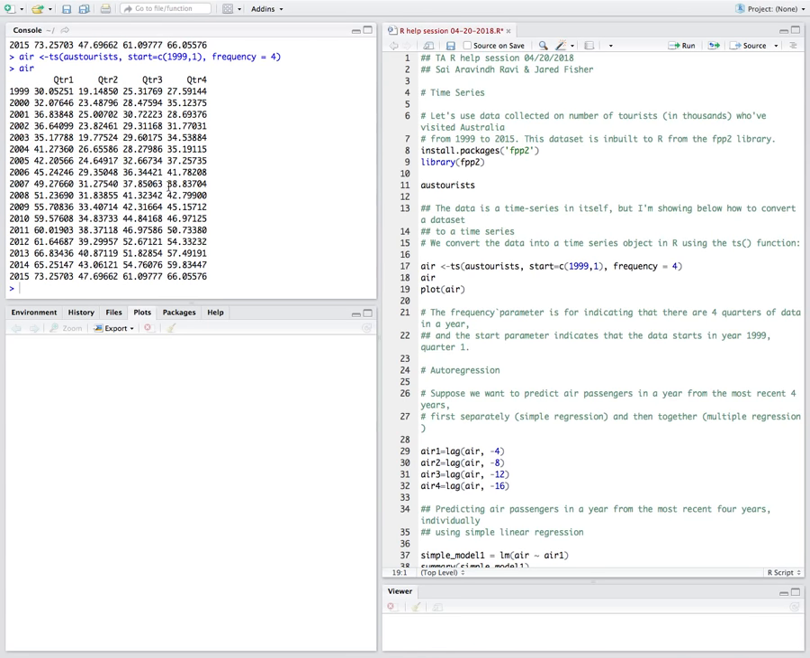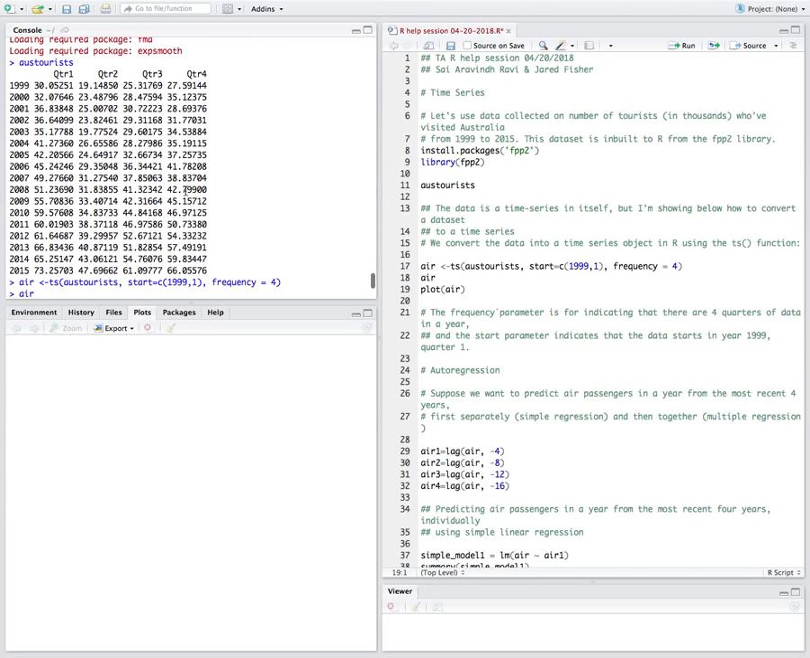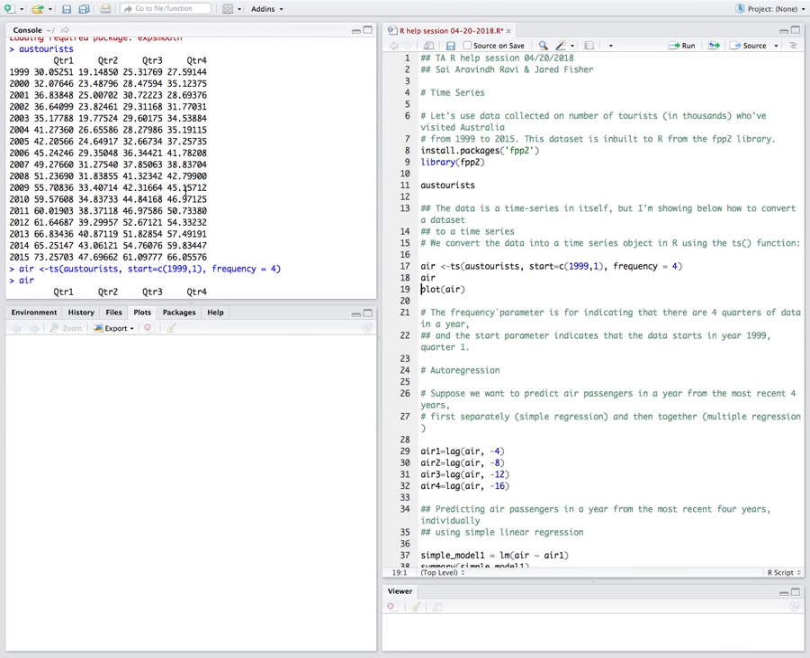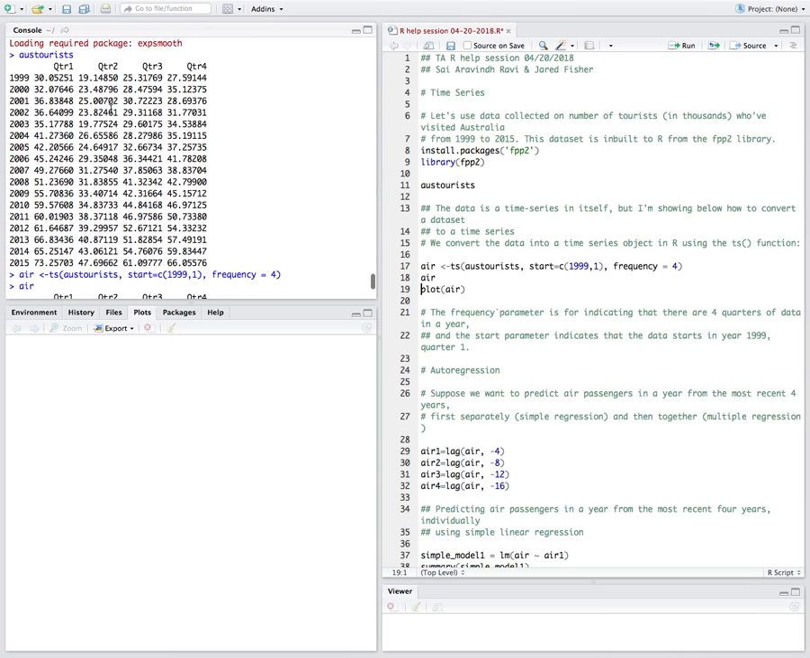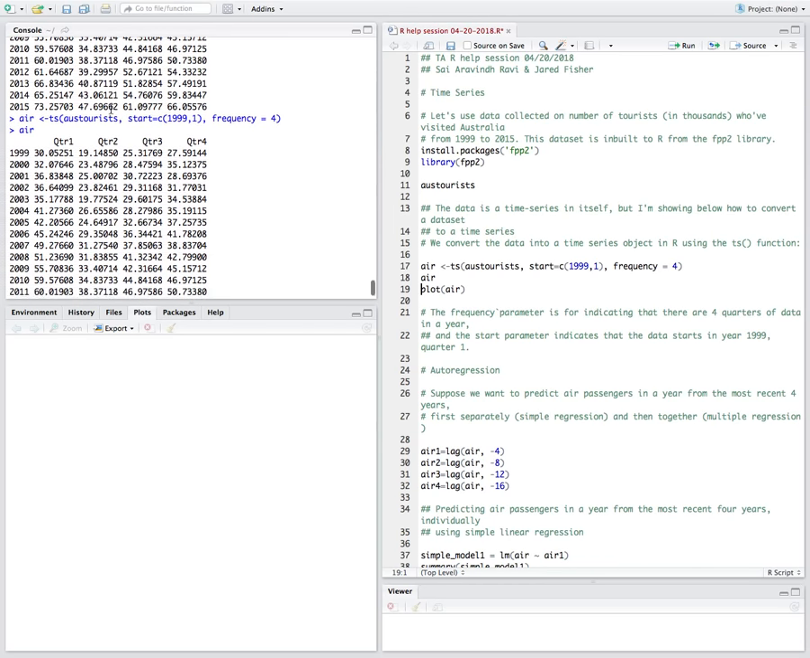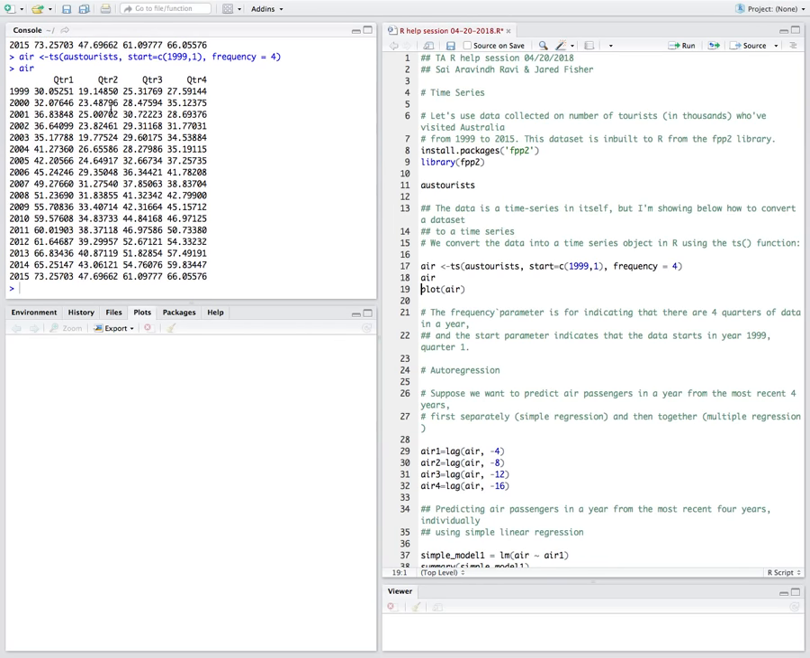Okay, so you can see from the console here that it's essentially the same thing as the austourists statement that's directly run, because the austourists data in itself is a time series. And you'll find that this statement has given you the same thing here as well. So what I'll do next is I'm going to plot this time series.